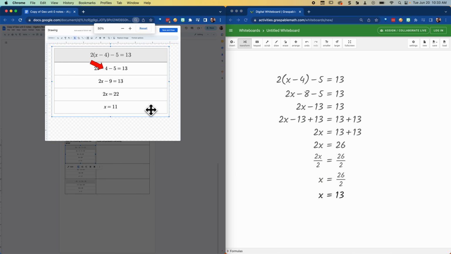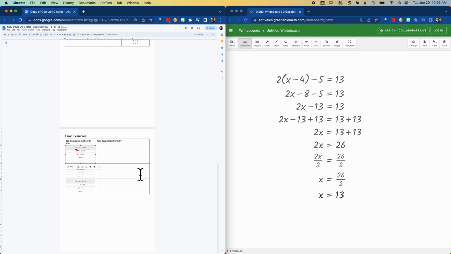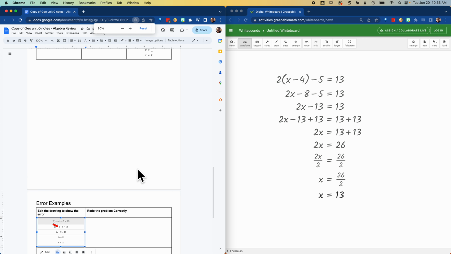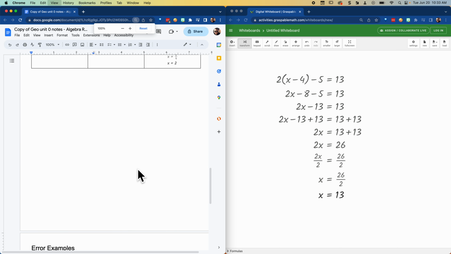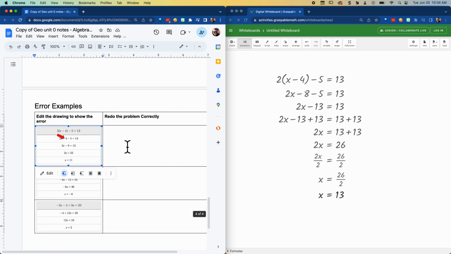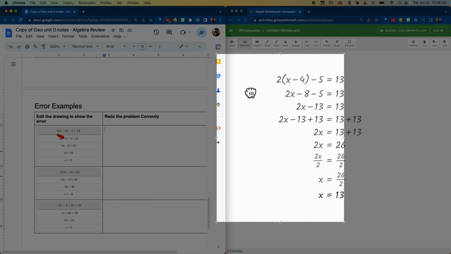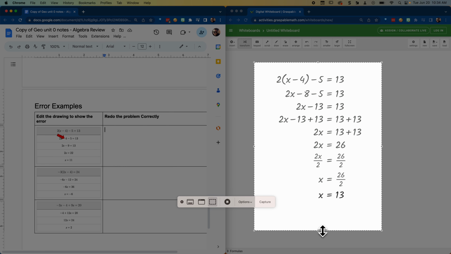Let's zoom out a little bit so I can save that. Zoom back in, get the full screen. Awesome. So that's where the error was, and now I have work that I can screenshot and put in there that shows the correct answer, the correct work.